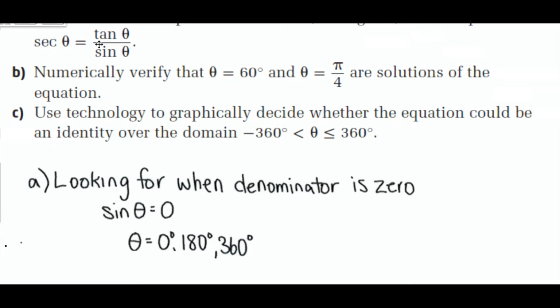For part A, we are going to look for when our denominator is equal to 0. Our denominator is sine theta, so I want to know where sine theta is equal to 0. That's going to happen at 0 degrees, 180 degrees, and 360 degrees. I can find this by using my exact values chart, my unit circle, or my knowledge of what the sine graph looks like and where it crosses the x-axis.